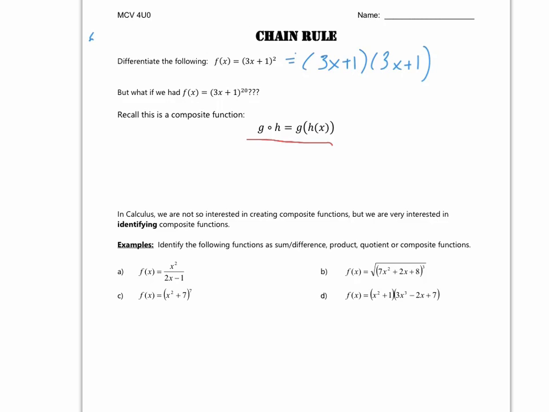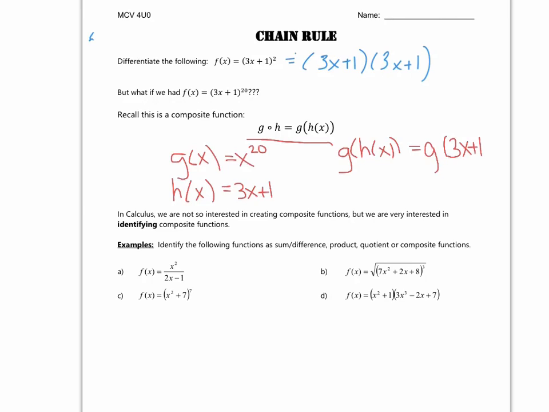So, for example, let's suppose that g of x was x to the 20, okay, and let's say that h of x was 3x plus 1. Then we know that g of h of x would equal g evaluated at h of x, which is 3x plus 1. And when we take 3x plus 1 and we sub it in for x into g, we get the composition of the functions. Okay, so that's how we create this scenario where we would use the chain rule.